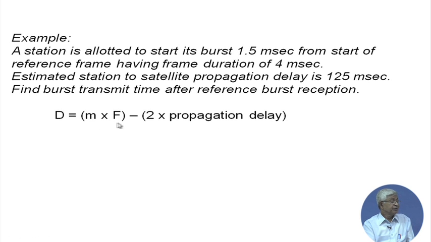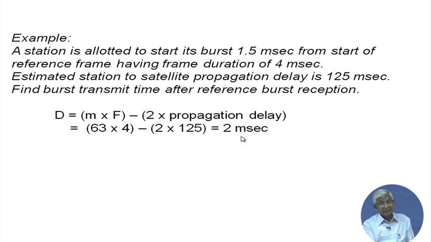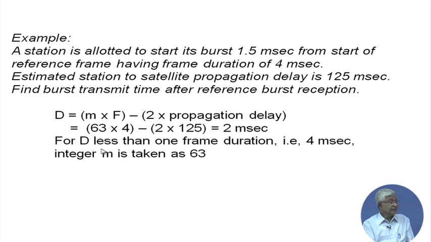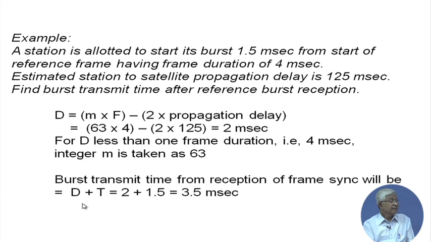So, d is m into f minus 2 times propagation delay, and by iteration you go on changing m so that d becomes less than the frame duration. For d less than 1 frame duration, that is 4 millisecond, the integer m can be taken as 63, and d comes out to be 2 millisecond. So, your actual transmission time is d plus 1.5 millisecond from the reference burst. So, that is 2 plus 1.5, which is 3.5 millisecond.